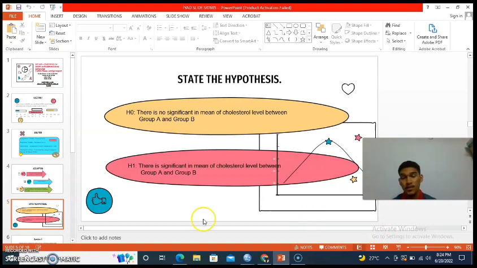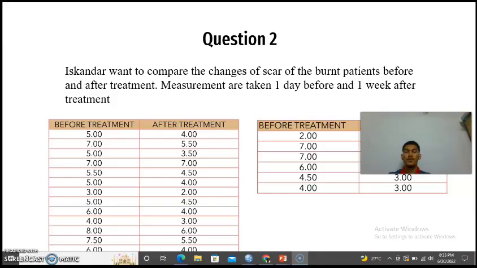The H1 is the alternative hypothesis: there is a significant difference in the mean cholesterol level between group A and group B. Okay, next we move to question number 2. Iskandar wants to compare the change of scar of burn patients before and after treatment. Measurements are taken 1 day before and 1 week after treatment. You can see the table, the data before treatment and after treatment.